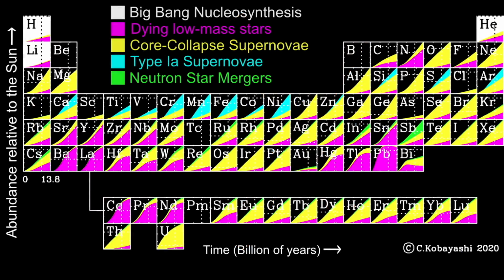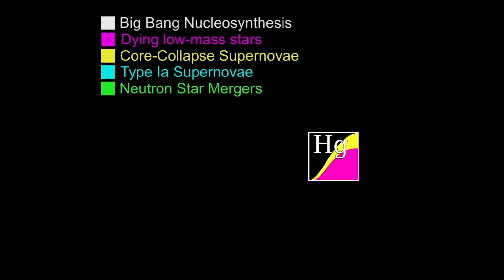This complicated version of the periodic table shows the evolution of the elements through the history of the universe. Here, you see each element square with a tiny chart of its own, showing that element's growth over the age of the universe by various processes. Mercury is here. I understand this looks complicated, but let's look at just mercury a little closer.